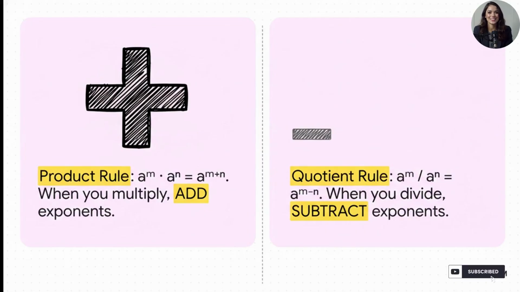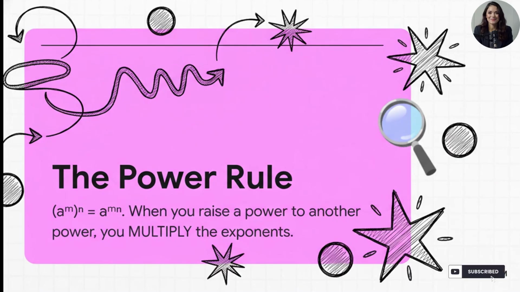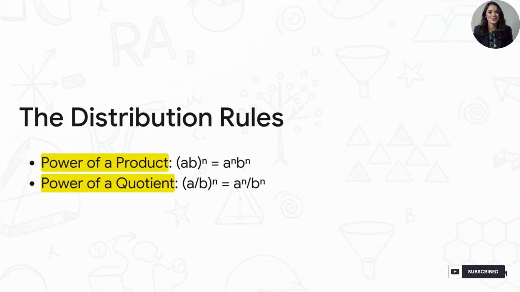Simple as that. Now listen up, because this is a super common trip-up. Do not get this confused with the last slide. This isn't about 2 separate things being multiplied. This is one power being raised to another power. You see those parentheses? That's your cue. In this case, you multiply. That's the key.